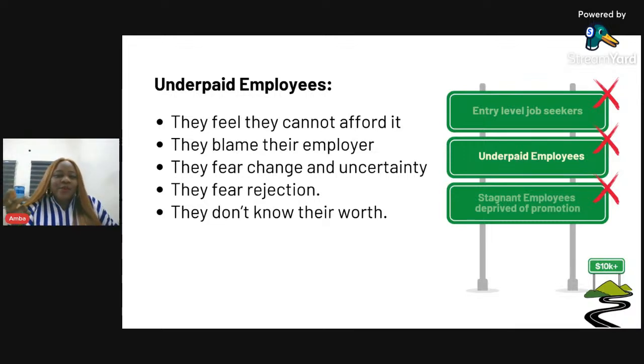So underpaid employees, they fear change and uncertainty. If they go now, what if this bird in hand is lost? Let them hold the salary they are seeing first. They fear rejection. They don't know their worth. The fact that they're underpaid and they're still there means that they're afraid to step out into the deep and see whether there's a better job. Let me hold this one first. So that's what's happening with this kind of people. They're afraid to take risks.